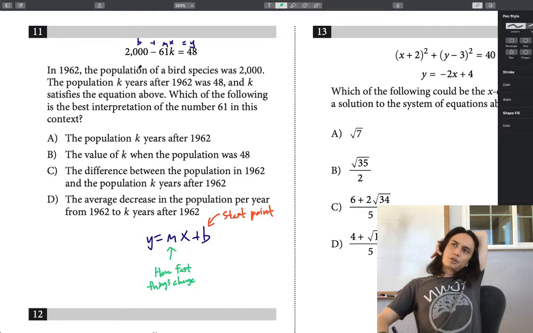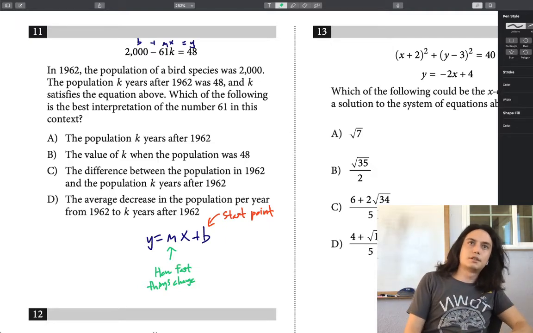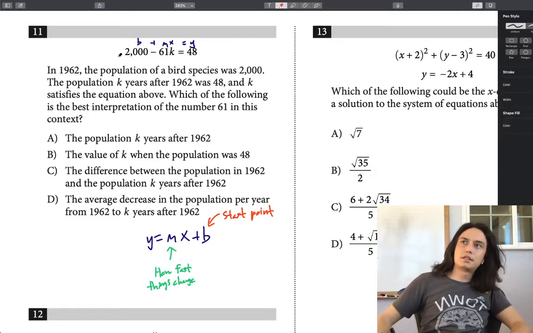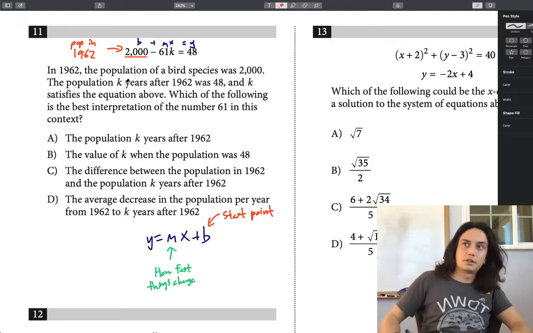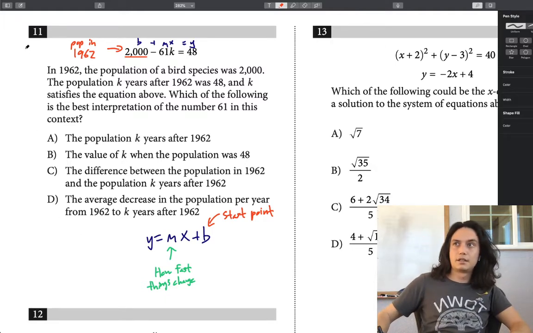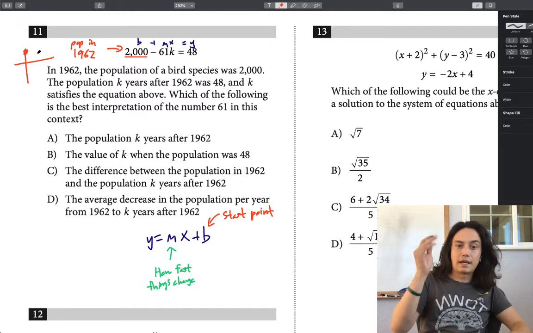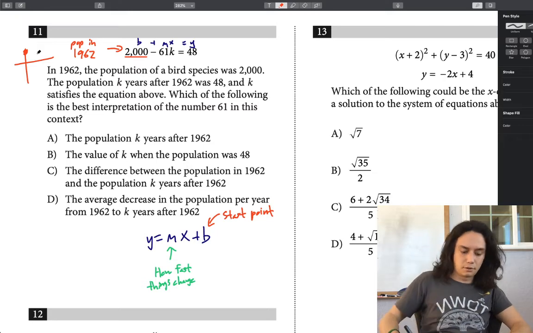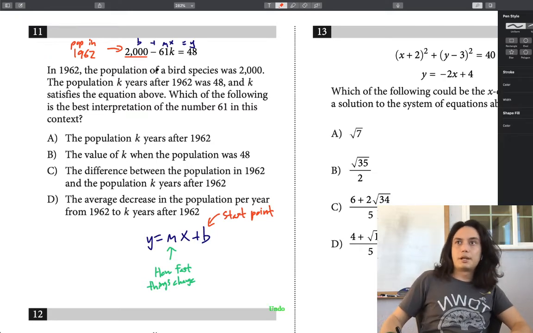Okay, so in 1962, we're just going to track these meanings through this particular equation. In 1962, the population of a bird species was 2,000. That's this. And here we see 1962 is our start point. It's the population in 1962. This is the beginning. 1962, for our purposes, is basically the beginning of time. As far as this equation is concerned, it's right here, 2000 at 0. In this year, at the 0, is 1962. Yeah, in 1962, the population was 2,000.